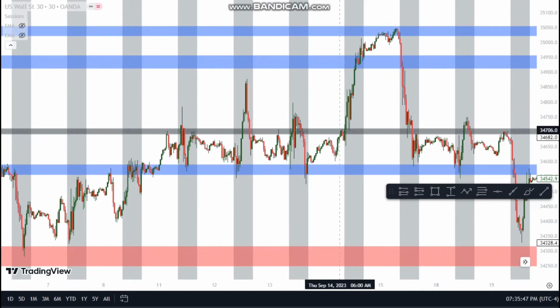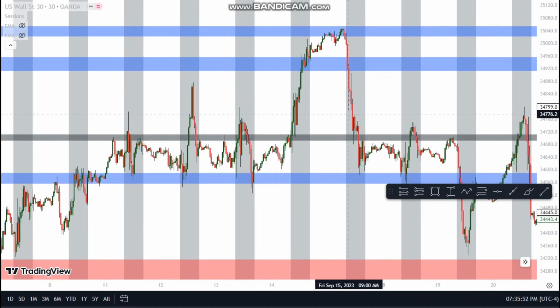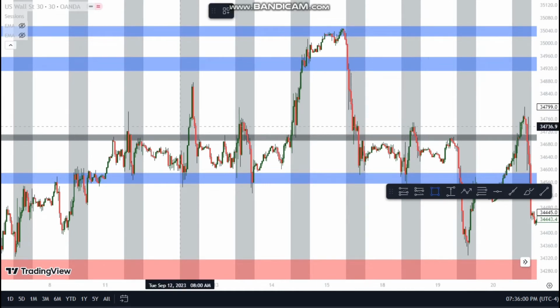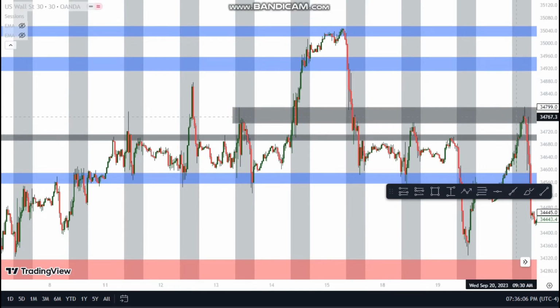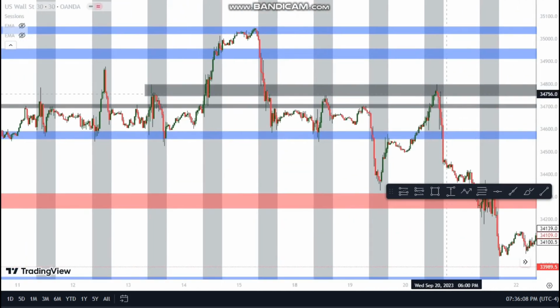This is not our entry yet. You can see this pushed up, tested, pushed a little bit, broke below it, tested it, still came to this area, tested where our next bank level was. This was the bank level here. Tested it. This one again, the one that happened recently, tested it. Push down, push down, push down, just like that.